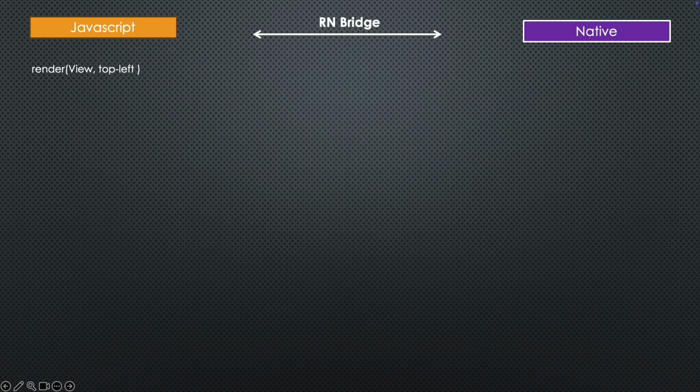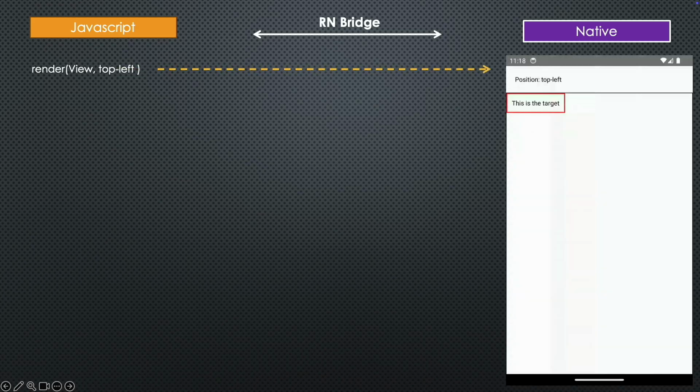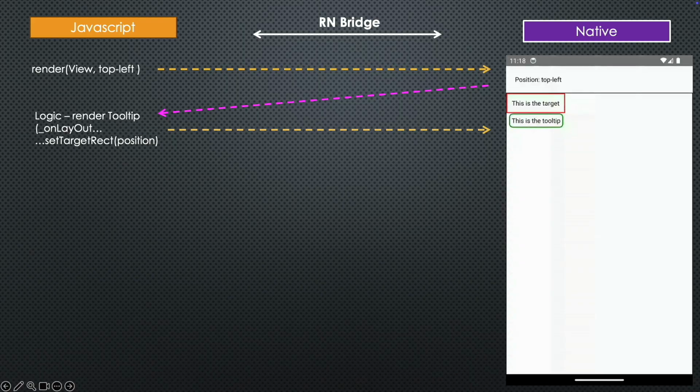Let's visualize this. The JavaScript side tells the native to create a view and place it at the top left. Once that's rendered, the native sends a confirmation back, for example, onLayout. So we lay out this target at the top left. Then it sends a confirmation back on layout, and that's when the JavaScript will calculate the tooltip position and then send another instruction to the native to update the UI.